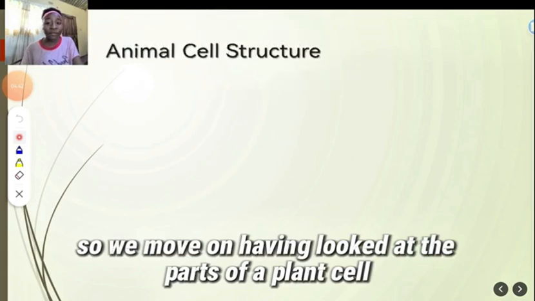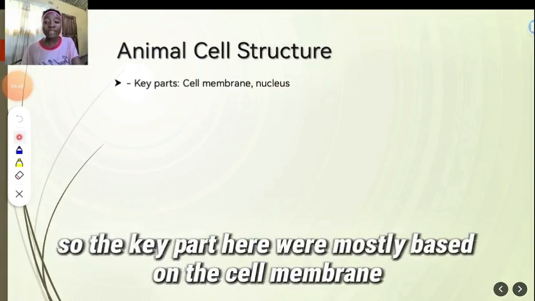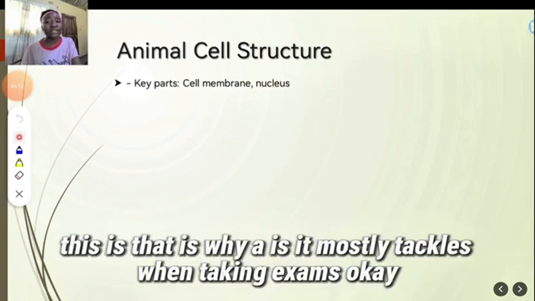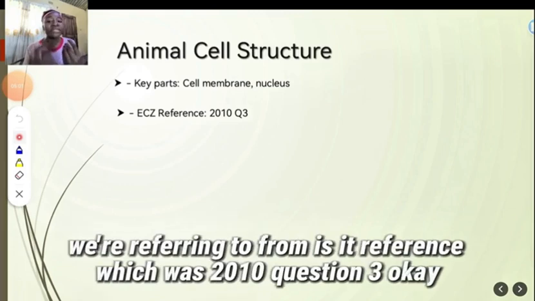Having looked at the parts of the plant cell, we are now going to look at the parts of an animal cell structure. The key parts here were mostly based on the cell membrane and the nucleus. That is why ECZ mostly tackles them when setting exams. So now here, as I've already said, the questions we're referring to are from the ECZ reference, which was 2010 question 3.